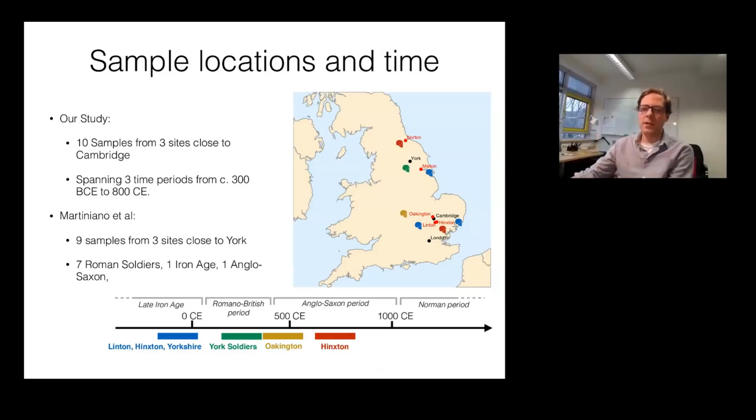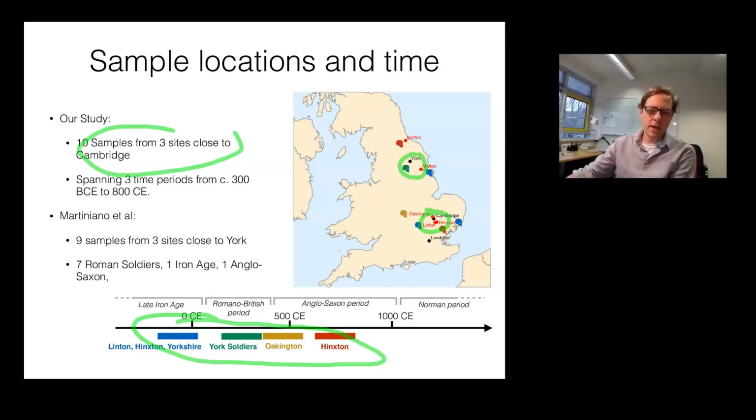So I now can give you a meta-analysis of these two papers. So that's a nice thing. Now we have more genomes than before. We now have about 20 genomes. So 10 samples from 3 sites close to Cambridge, around here, and then some more samples from sites close to York. That was the other paper. And in total, these samples span 4 time periods: the Iron Age in blue here, the Romano-British period, so Roman period, early Anglo-Saxon period, and middle Anglo-Saxon period.